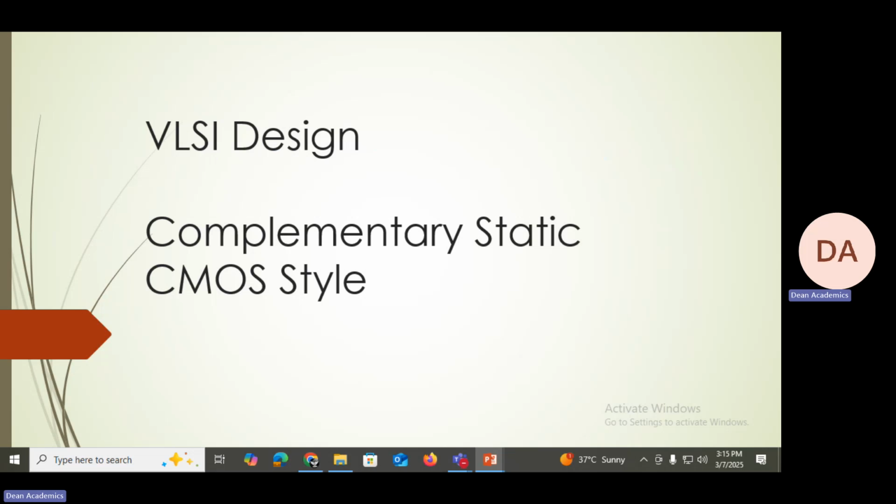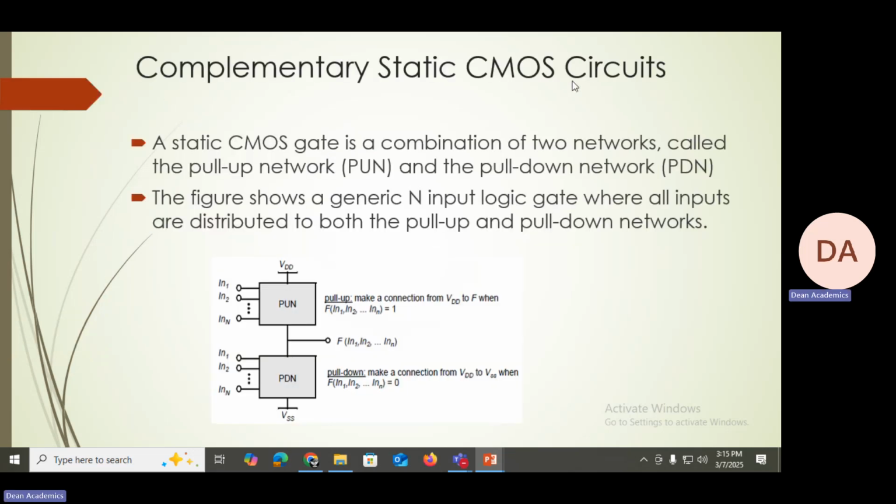In this lecture, I am going to explain how to design CMOS circuits using complementary static CMOS design style. A complementary static CMOS circuit consists of two networks. One is the pull-down network, the other one the pull-up network. This is the pull-up network and this is the pull-down network. This figure is a generic N-input logic circuit.